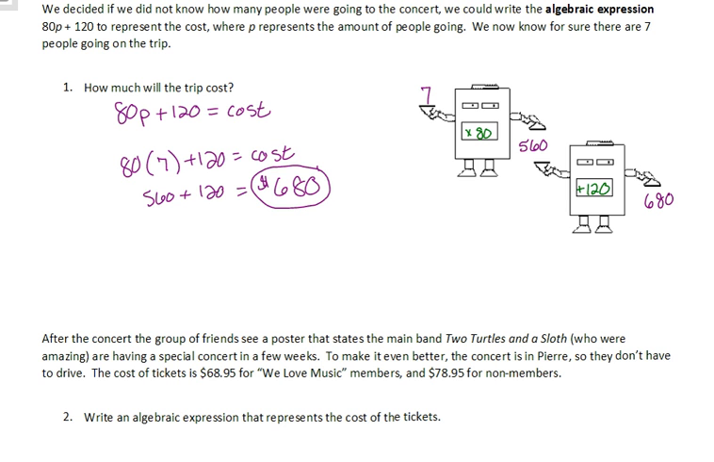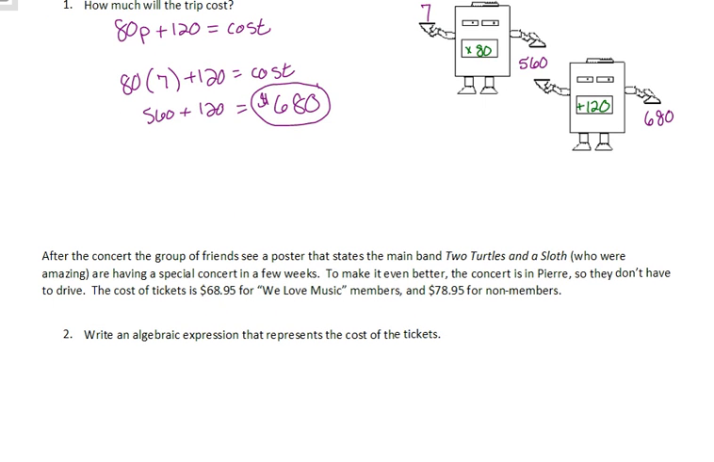So step number 1, we're supposed to write an algebraic expression that represents the cost of the tickets. Again, we should be getting pretty good at this whole algebraic expression. This one's a little bit different because there's actually 2 unknowns. We have members of this group and non-members, and we don't know how many of each are going. So I'm going to say that when I deal with members in my equation, I'm going to use the variable m. When I deal with non-members, I'm going to use the variable n.